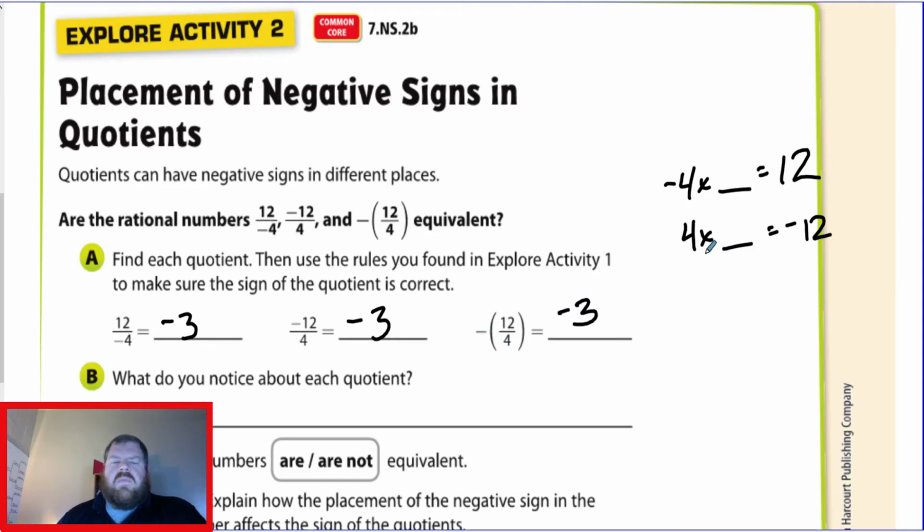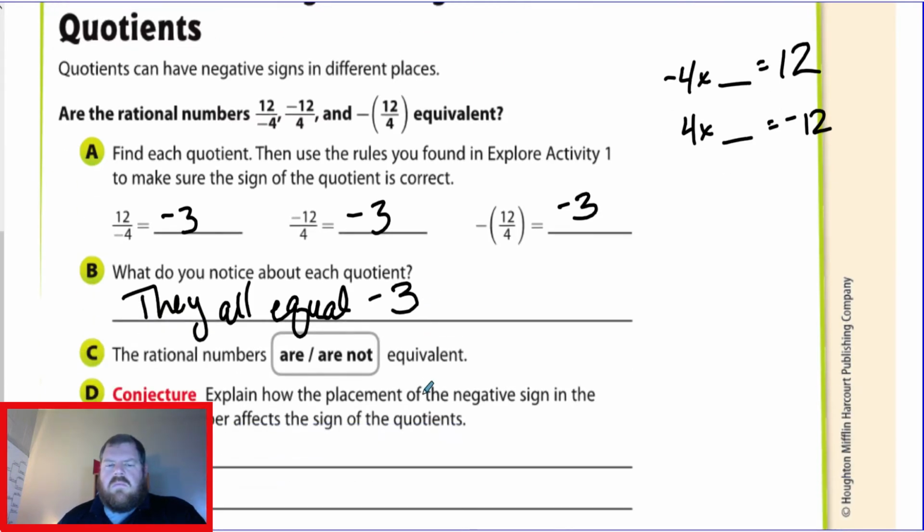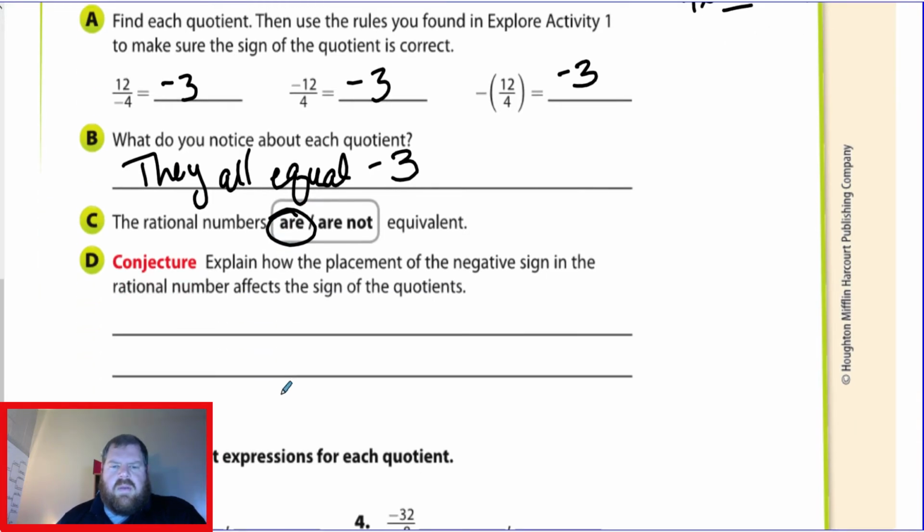There we go. What do you notice about each quotient? They all equal negative 3. The rational numbers are equivalent. They're all the same thing. Explain how the placement of the negative sign in a rational number affects the sign of the quotients. It doesn't affect it. It doesn't matter.